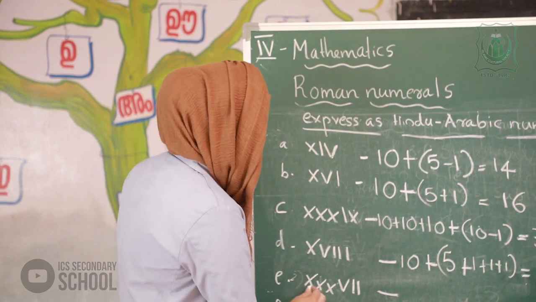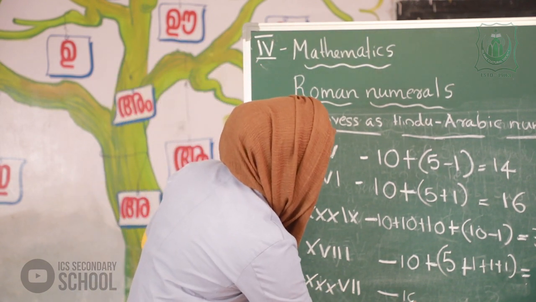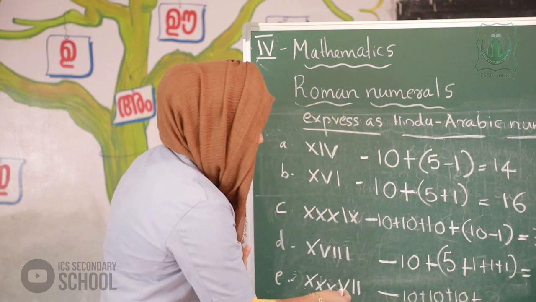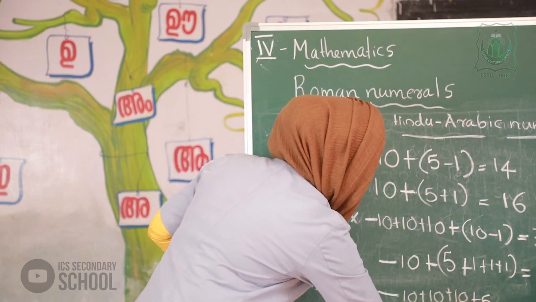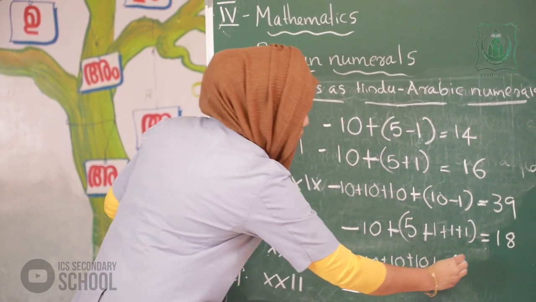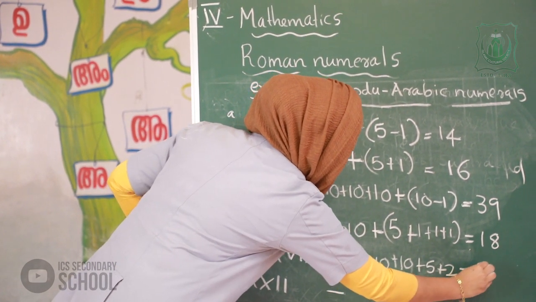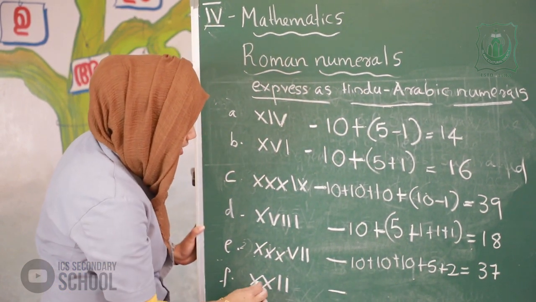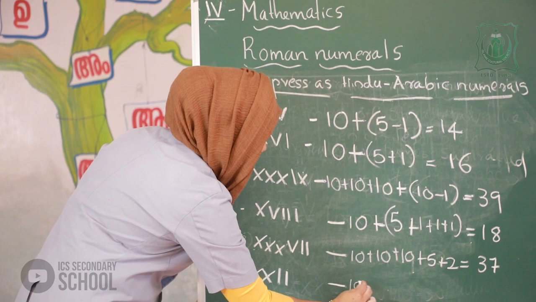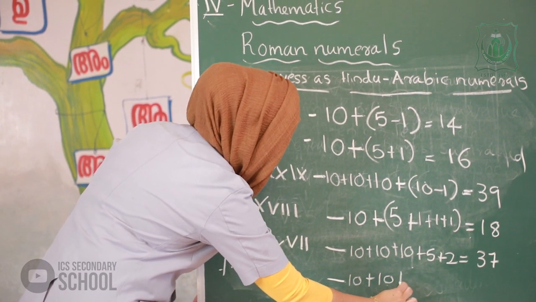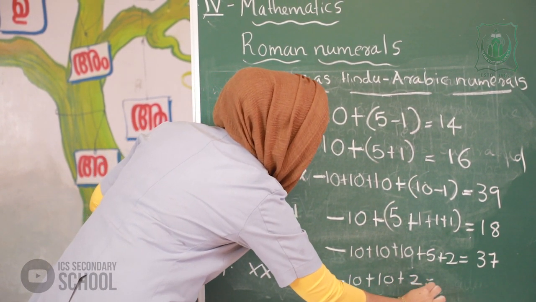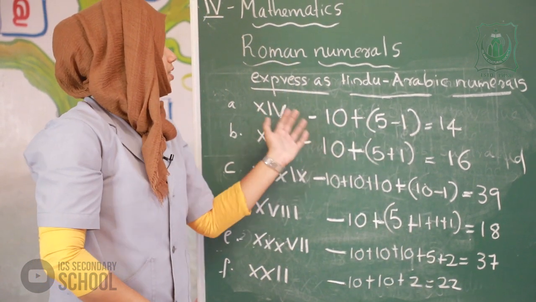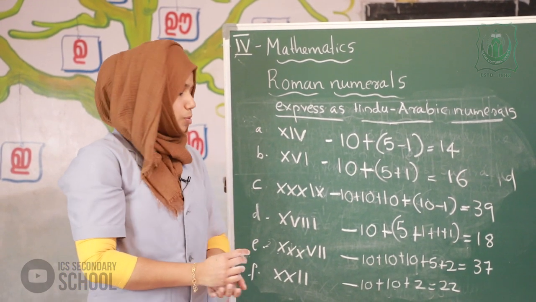Next is 10 plus 10 plus 10 plus 5 plus 2. That means 37. The last one: 10 plus 10 plus 2, 22. And these are the Hindu Arabic numerals of the Roman numerals.